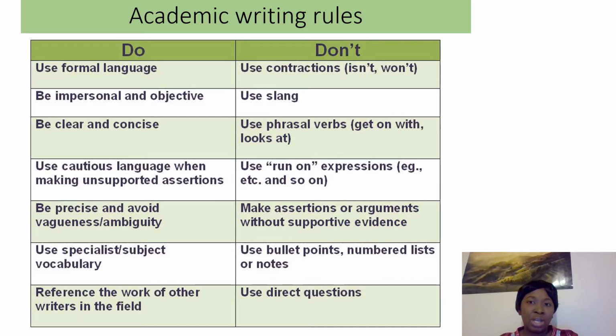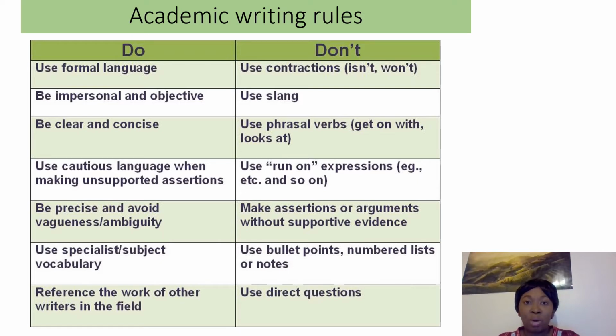Okay, and then you need to be really clear, precise, avoid vagueness or ambiguity. You want your readers, or examiners in this case, to know exactly what you mean. All right, so you don't want to make assertions or arguments without supportive evidence. Certain times I read a piece of work and I hear or see things like they must, they should do this, and there's no reference whatsoever to back up that kind of argument. You want to avoid that totally.